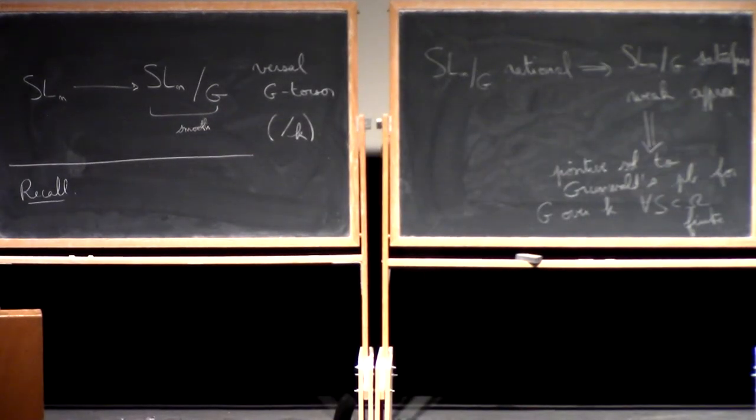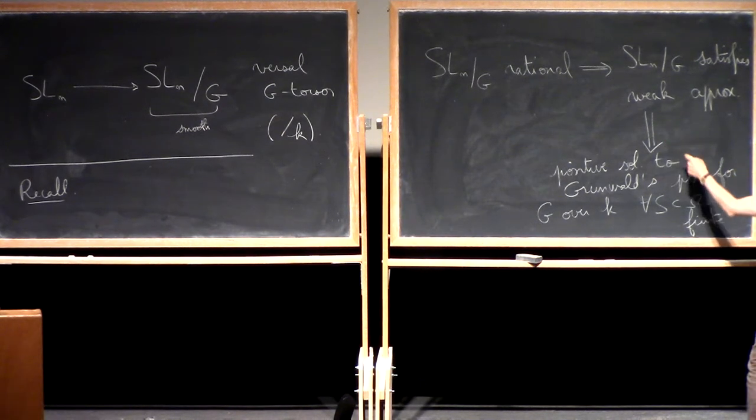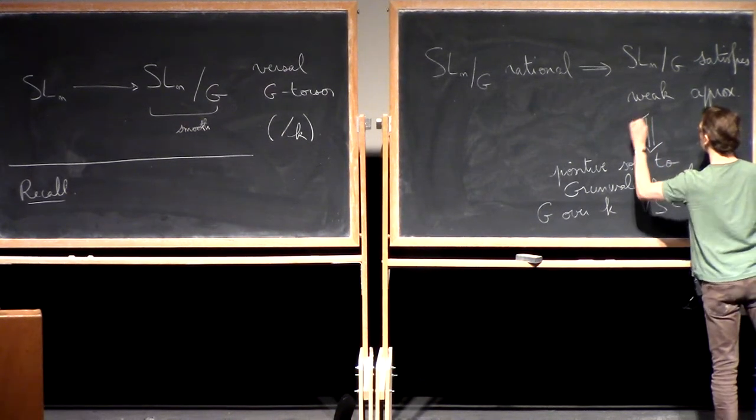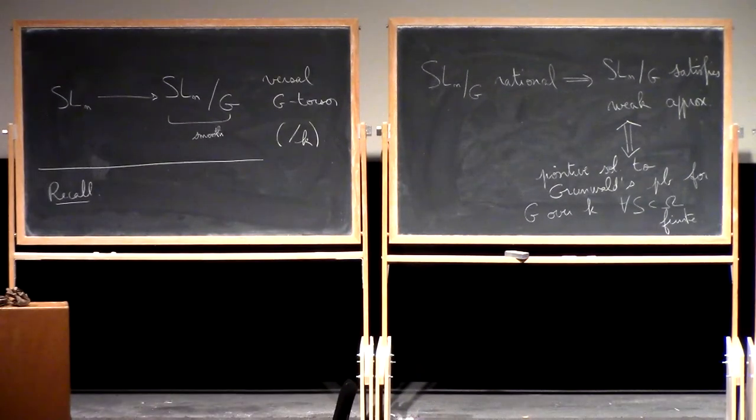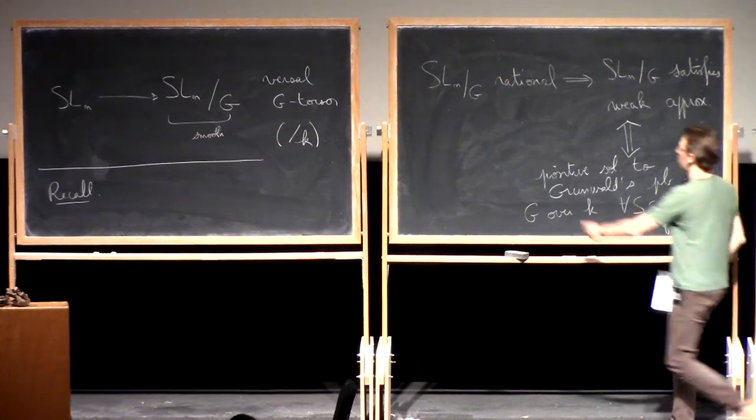Okay, so it's actually not difficult to see that this implication is an equivalence. Okay, so that's the situation. And I've also explained that this fails, for example, for Z mod 8Z over Q.